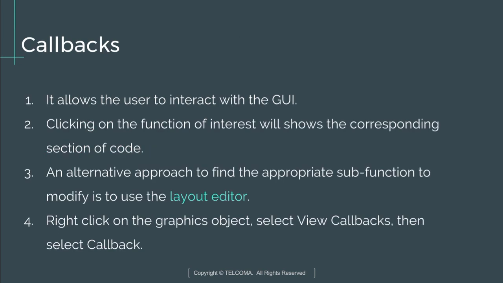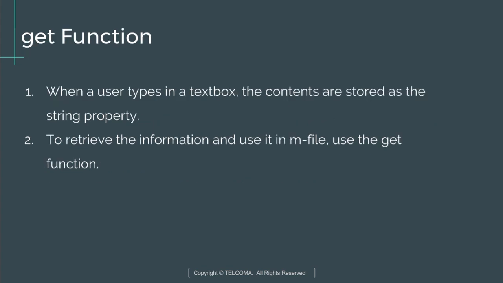Next is callbacks. It allows the user to interact with the GUI. Clicking on the function of interest will show the corresponding section of code. An alternative approach to find the appropriate subfunction to modify is to use the layout editor. Just right click on the graphics object, select View Callbacks, then select Callback.